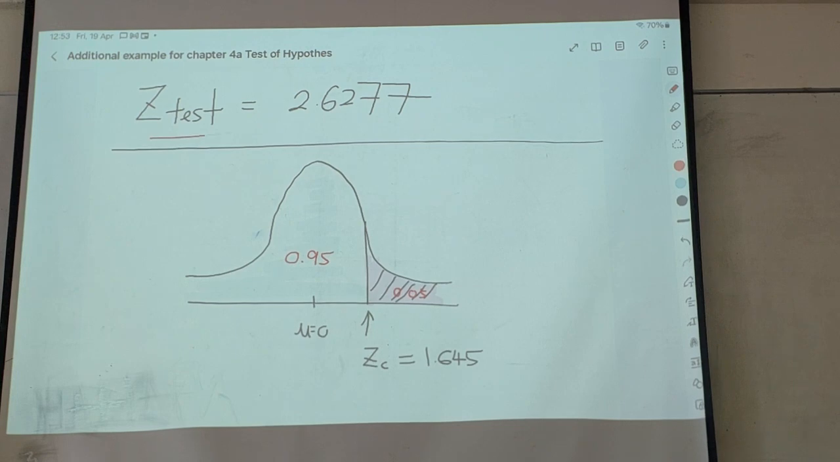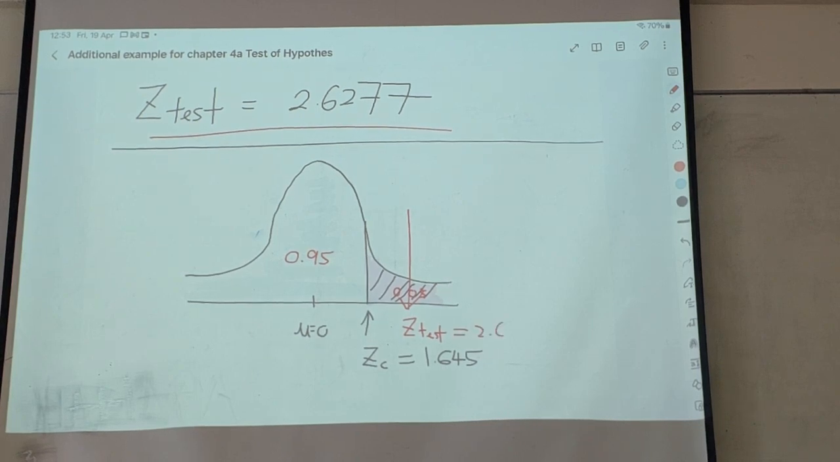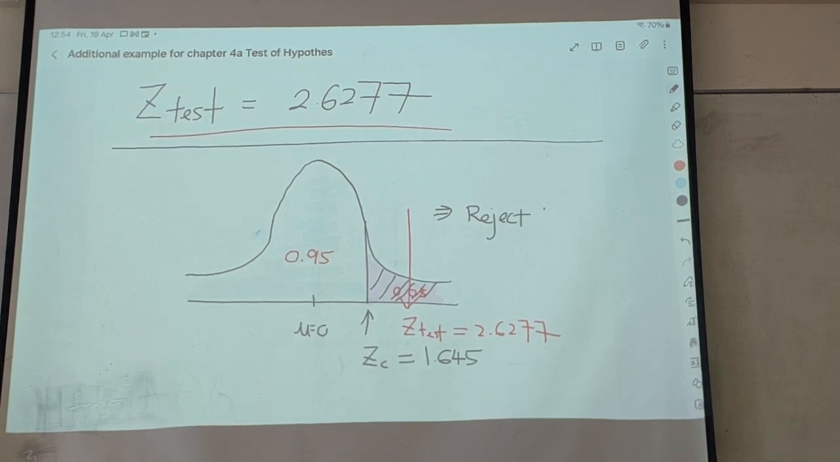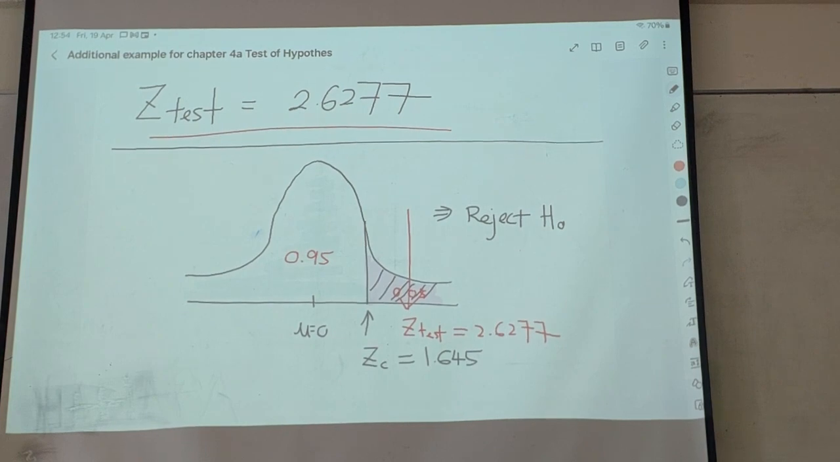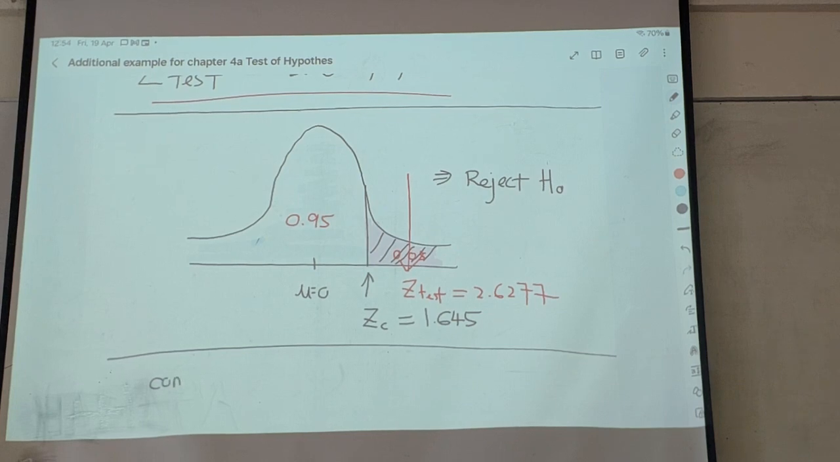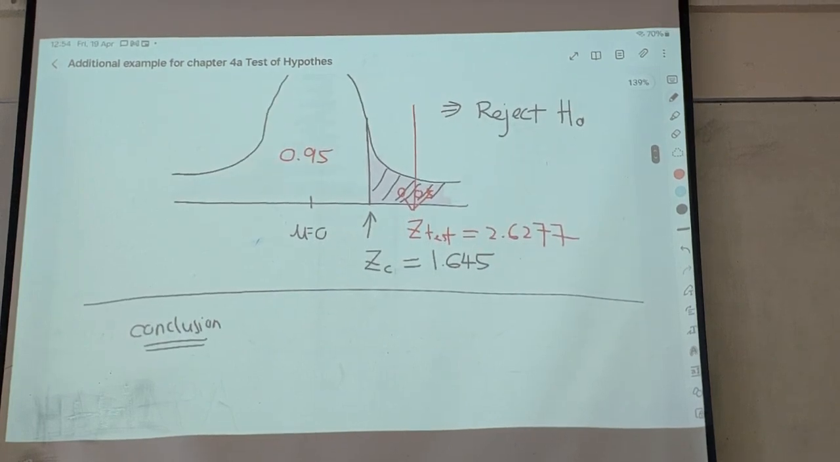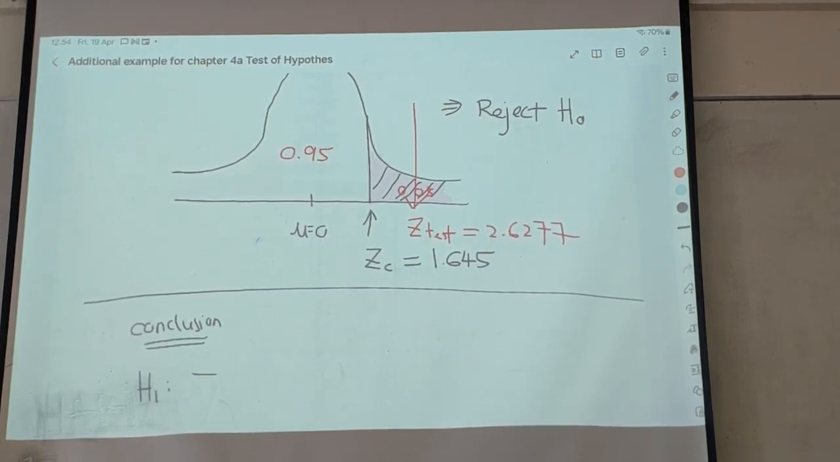Okay, now the Z test is 2.62. Means that we already know that the Z test falls in the rejection zone. So we have to make the decision. We reject what? We reject the null hypothesis. Okay? If you reject the null hypothesis, so the last step, conclusion. We reject the null hypothesis.